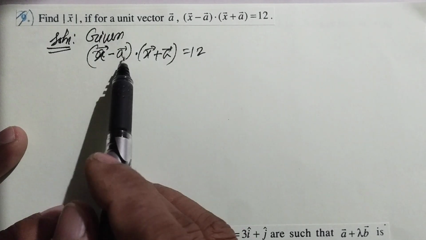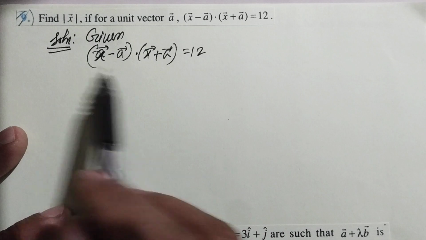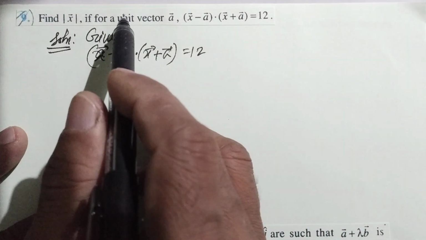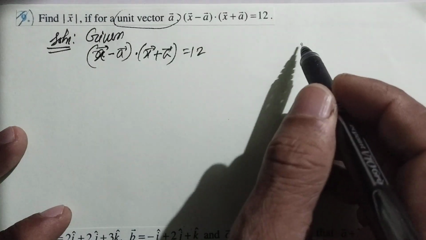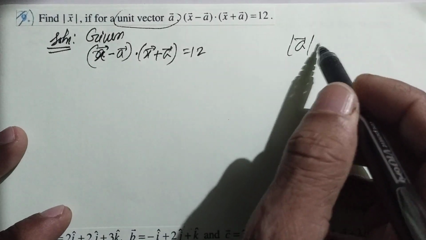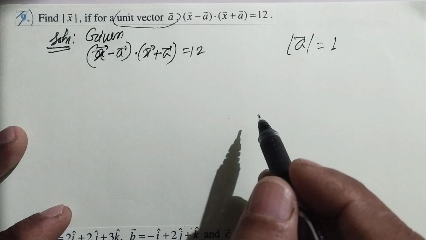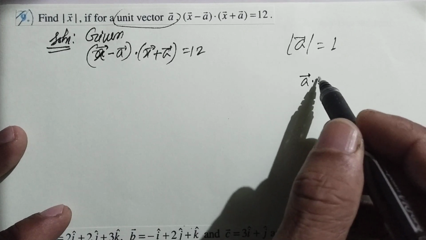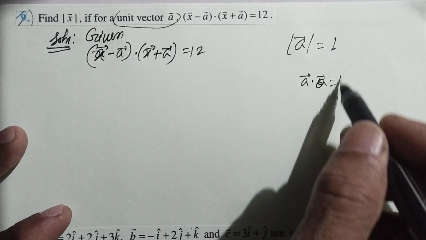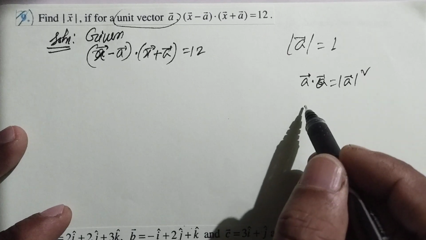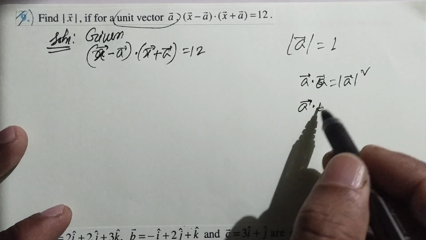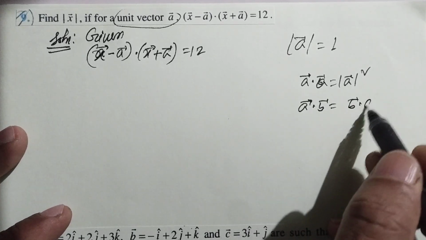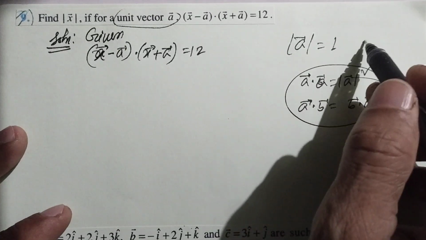This is given: (x minus a) dot (x plus a) is 12. It is mentioned that a is a unit vector, so the magnitude of a must be equal to 1. Then we have to know these results: a dot a is magnitude a square, and a dot b is the same as b dot a.